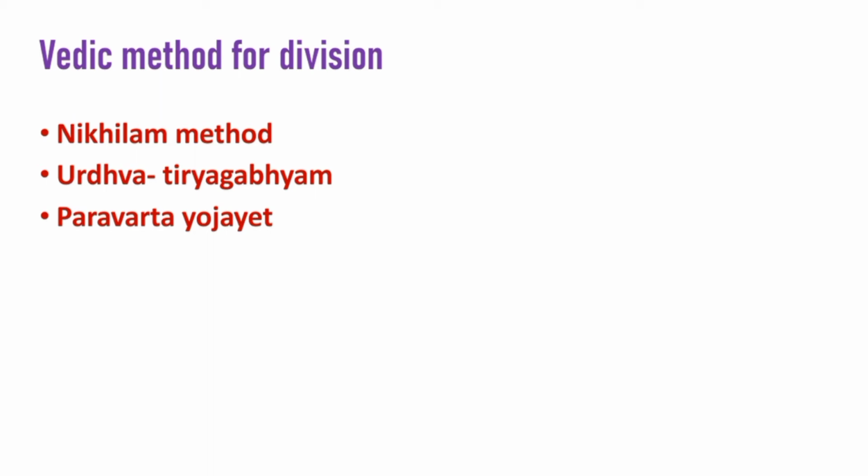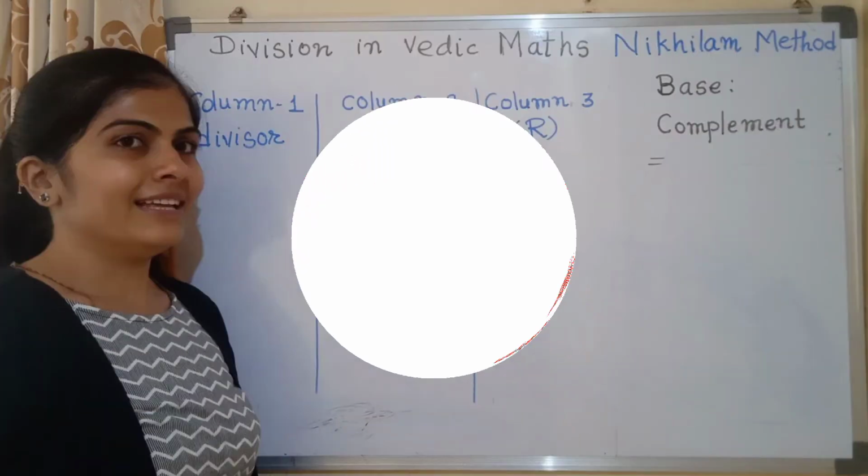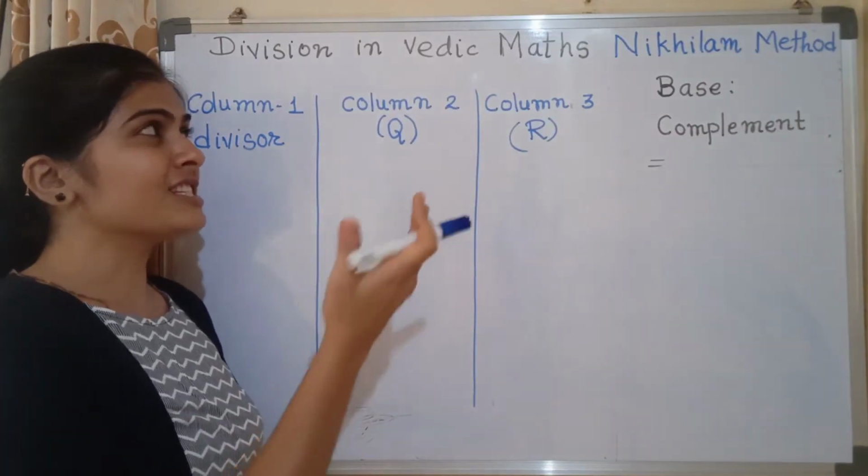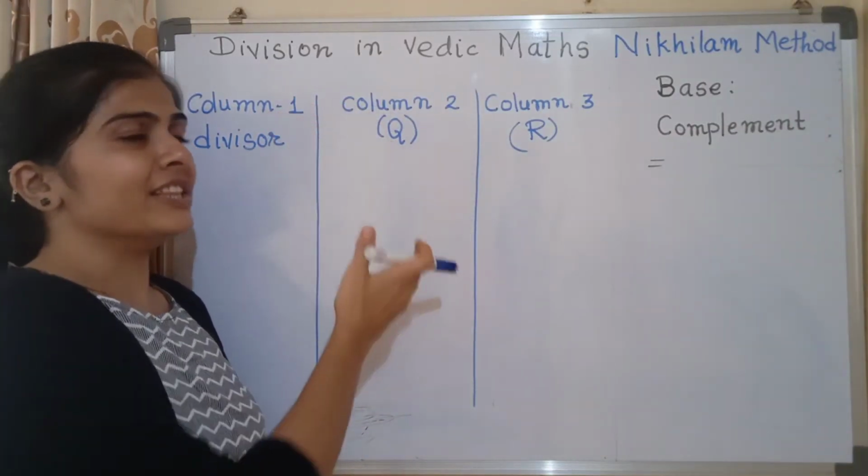And what is Nikhilam? I have already explained that. This is the rule which I explained in the subtraction: all from 9 and the last from 10. You can go through that video and understand the concept. So first I am going to explain the Nikhilam method and how to do it. Let's start with the first method of division in Vedic math.